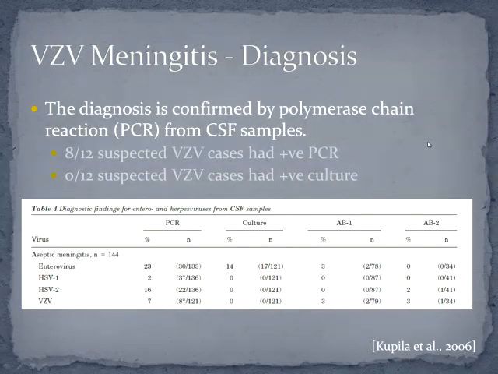And so the diagnosis is confirmed by PCR, and viral cultures are no longer used just because their sensitivity is not good enough. So here in 12 cases, and this is the table below, basically none of them had a positive culture, whereas 8 of the 12 had positive PCR.